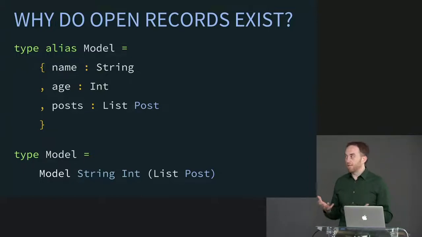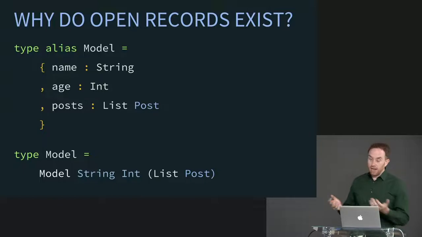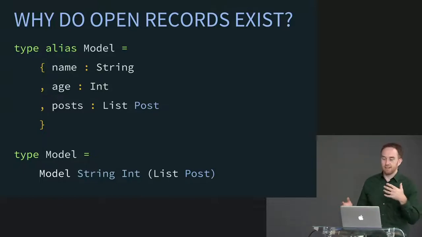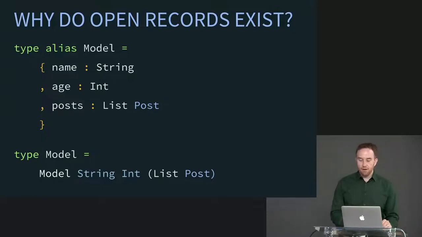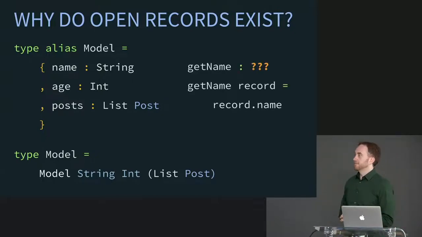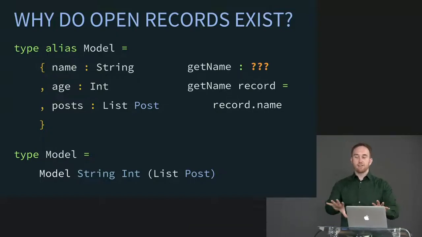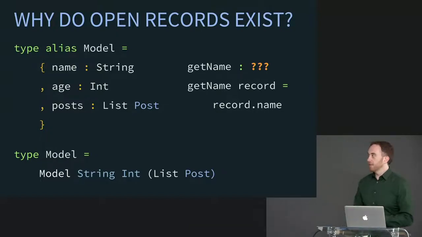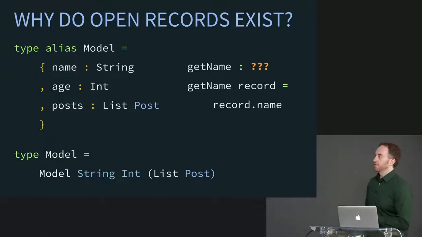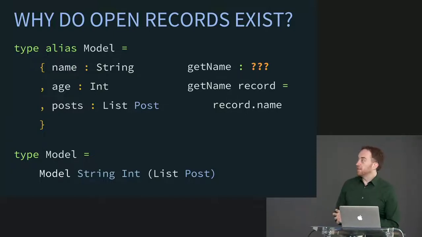In fact, there are plenty of ML family languages like Elm which either don't have a record system or have a record system that's not nearly as flexible as the one Elm has. So why bother having them at all? Essentially, it's for this, and only this: the ability to say record.name. It's that dot syntax, being able to say, I know I've got a record, I want to access this field on it, and be certain that it exists. If you want that and you want type inference, it's really hard to do without something like open records. So that's the whole reason they exist.